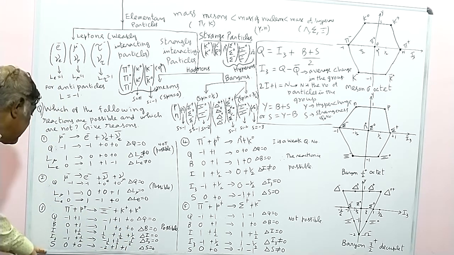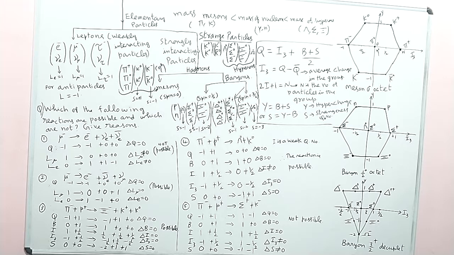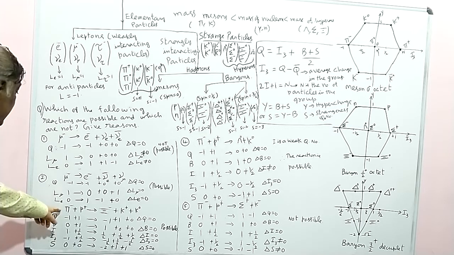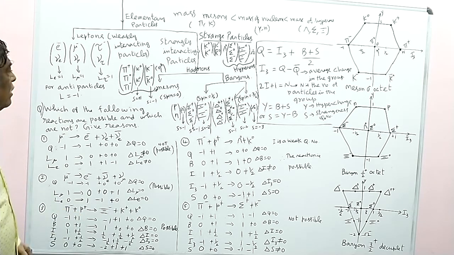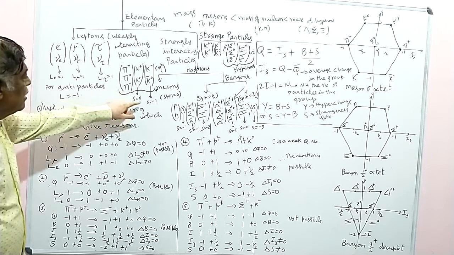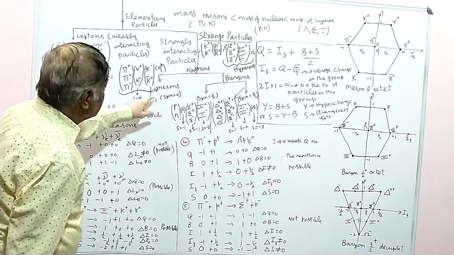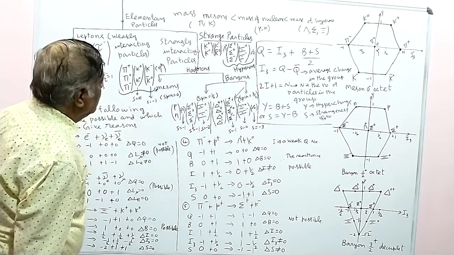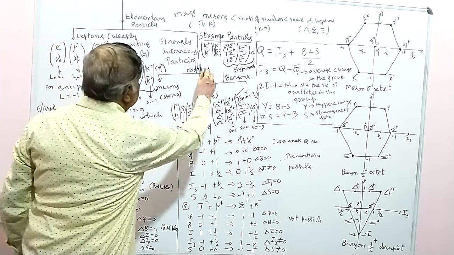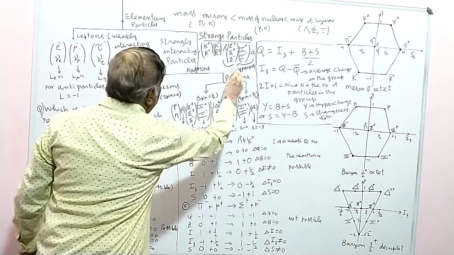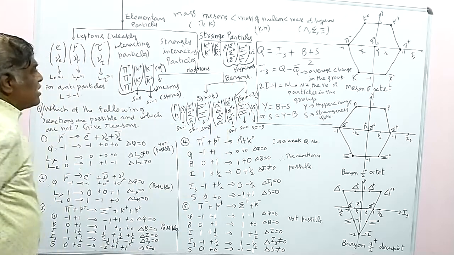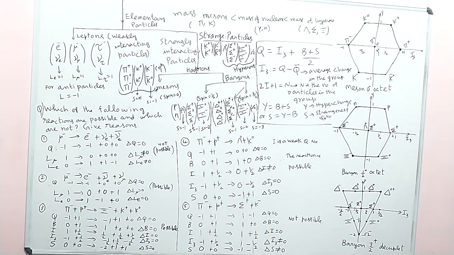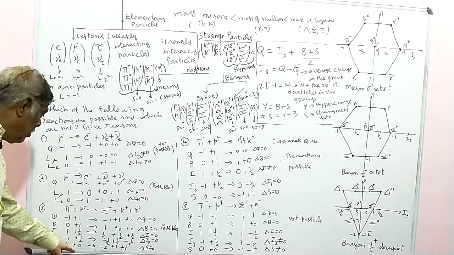Now the strangeness quantum number. The pi and P, they are mesons and nucleons. They are not strange particles. So only these are the strange particles. Remember, these are the strange particles. Strange particles alone will have a strangeness quantum number. For other particles, the strangeness number is 0. Therefore, this is 0, 0.